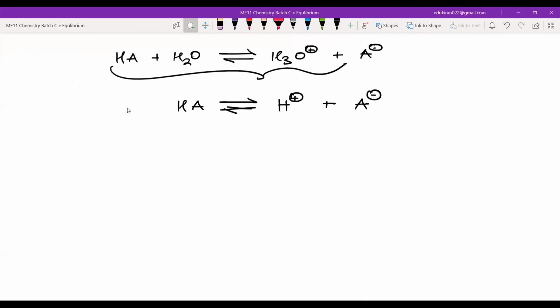That means the capability of H and A, so we have to look at this bond, right? Now, the fraction in which it is getting dissociated will be proportional to the strength of the bond. If the strength of bond is very high, it will not be getting dissociated easily. If the bond strength is low, it will be getting dissociated easily.